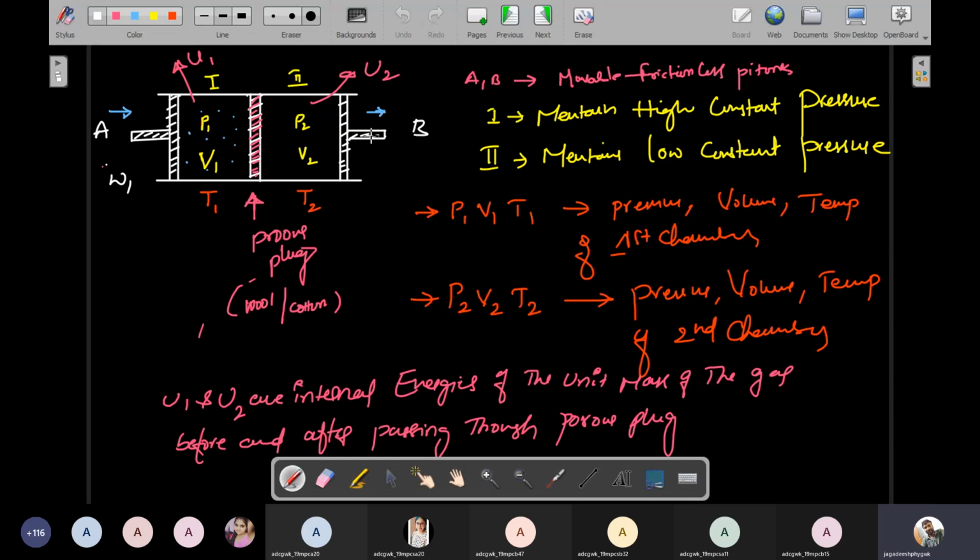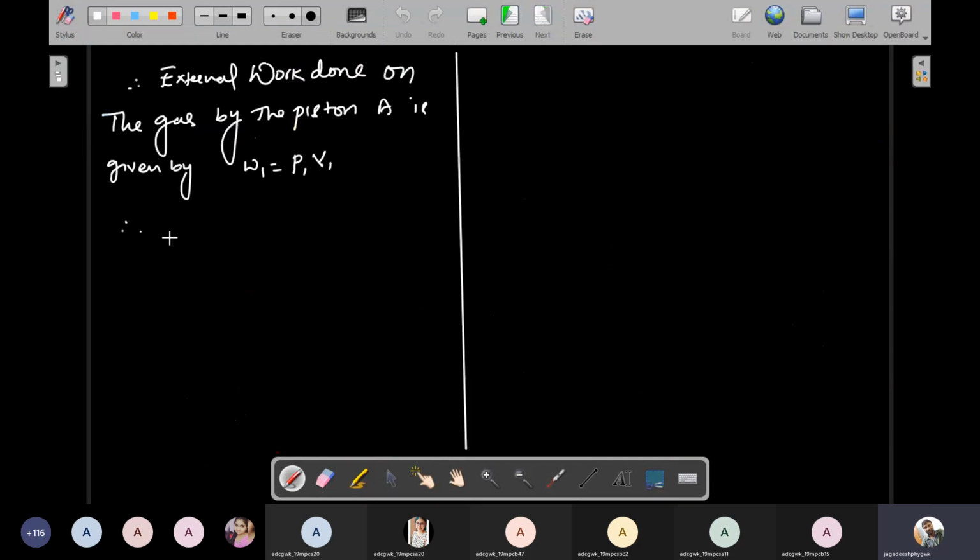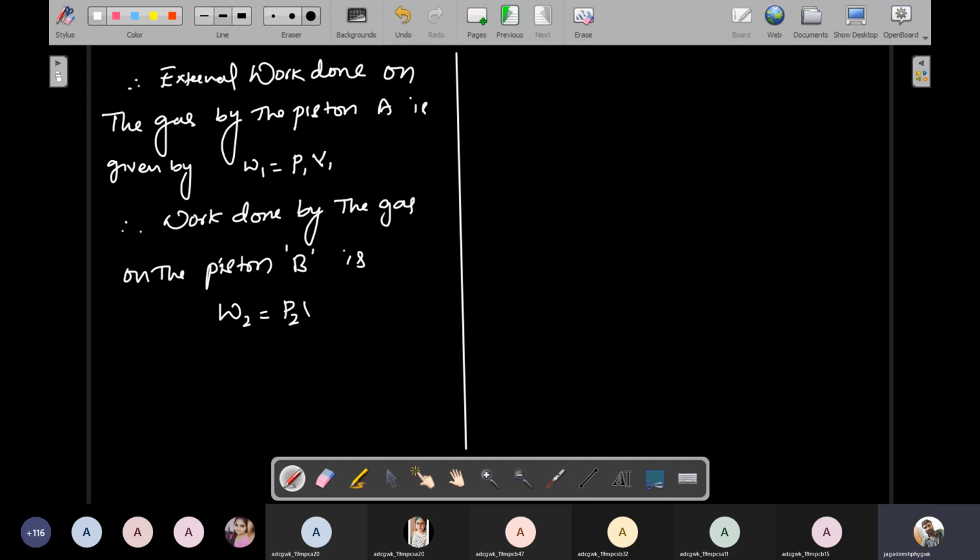So I want to find out the work done on the gas, work done by the gas. So now work done by the gas on the piston capital B. On the piston B I want to find out. So therefore work done by the gas on the piston capital B is W2 is equal to P2 V2.